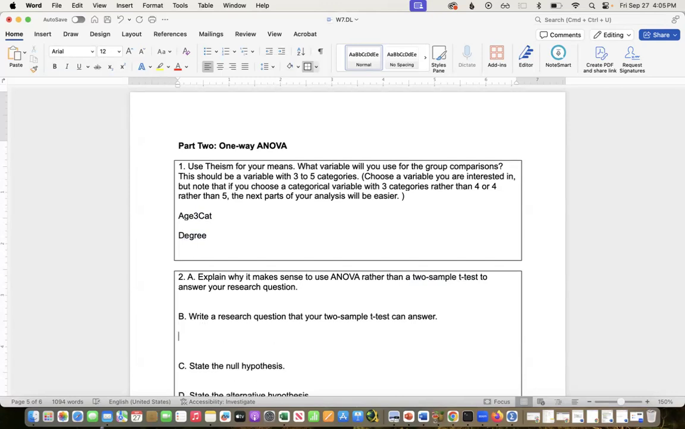So a research question would be something like, do US adults of different ages have different average levels of theism? Or, do people with different educational levels have different average levels of theism? Or if we looked at the hours worked last week, do US adults in different age categories have different average numbers of hours that they work in a week? Or do people with different educational statuses have different average numbers of hours worked?